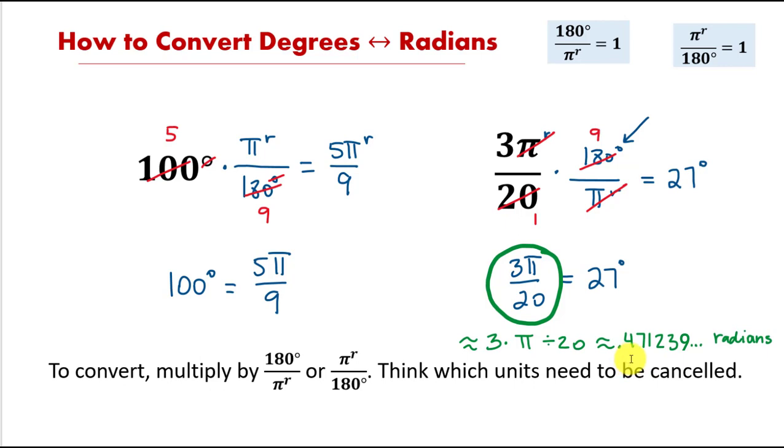And that's approximately 0.471238 radians. And I can always round it to the needed number of decimal places.